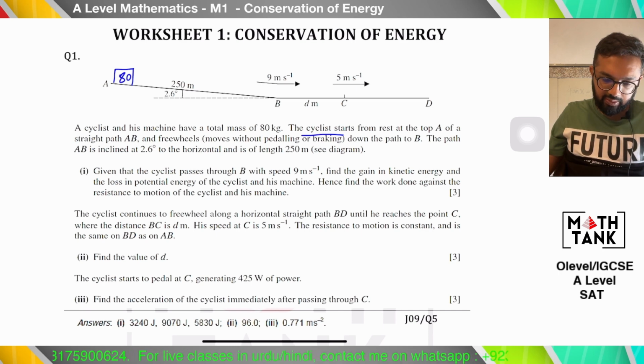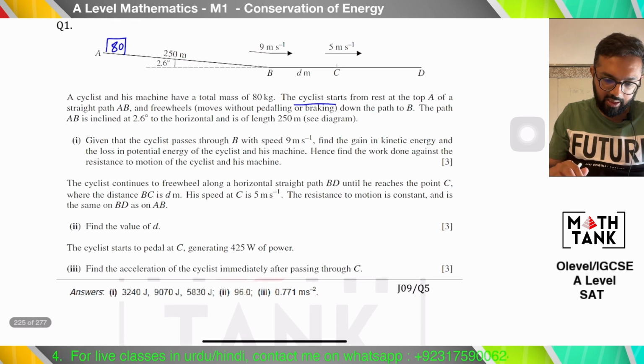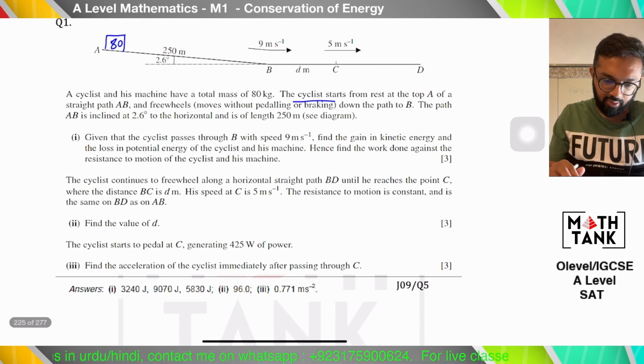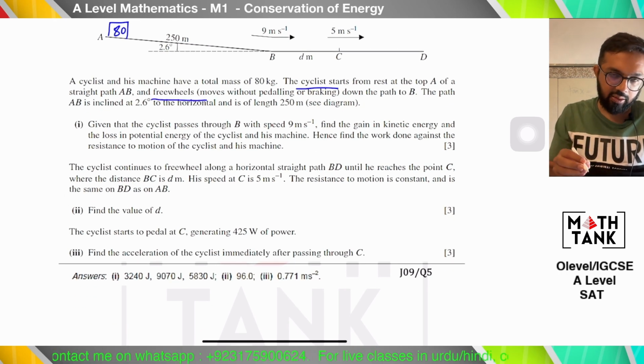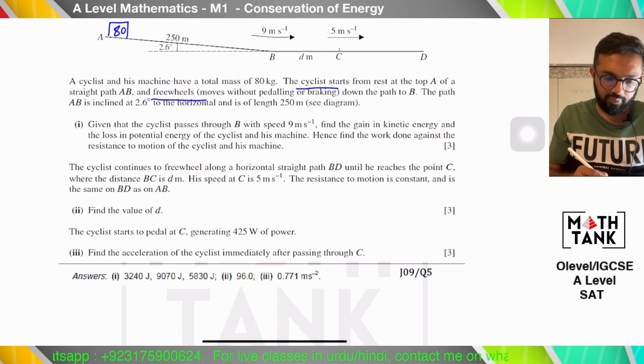Given that the cyclist passes B with a speed of 9, find the gain in kinetic energy and the loss in potential energy of the cyclist and his machine. Hence, find the work done against the resistance to the motion of the cyclist and his machine. Okay, since he's freewheeling, that means there's no driving force involved. So I can find the change in KE first.